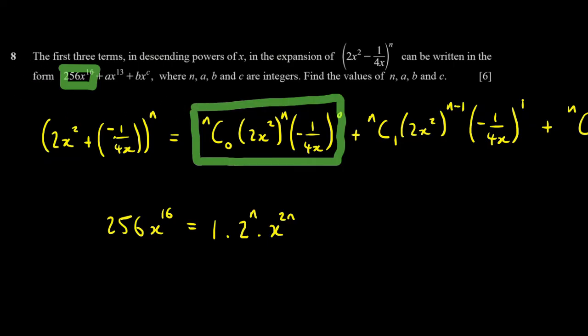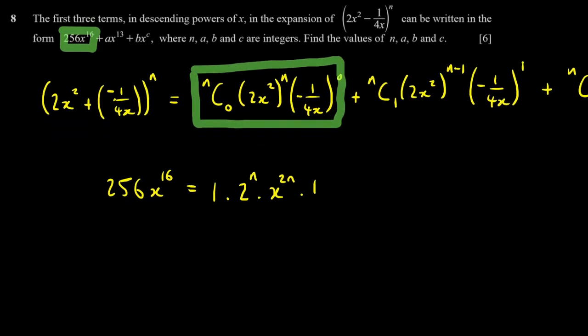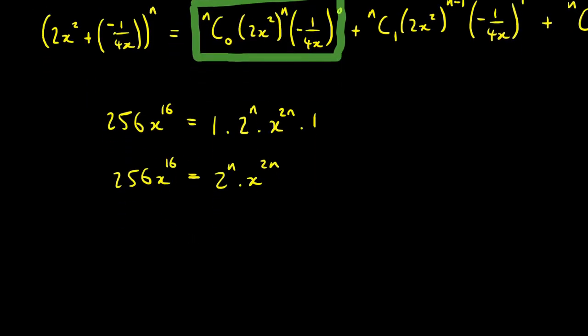And then multiply by (negative 1 upon 4x) to the power of 0. Well, anything to the power of 0 is 1, right? So that guy is 1. So therefore, what we've actually got here is 256x to the power of 16 is equal to 2 to the power of n times x to the power of 2n. Well, if that's the case, we can just compare, can't we? We can compare the 16 with the 2n. So we can write, therefore, 16 is equal to 2n, and that means that n must be equal to 8.